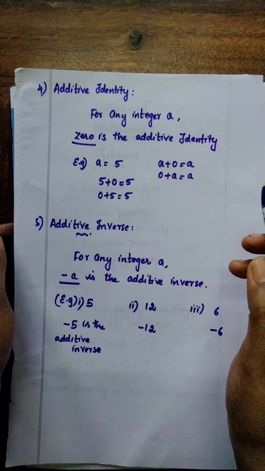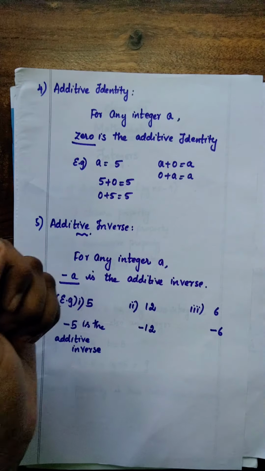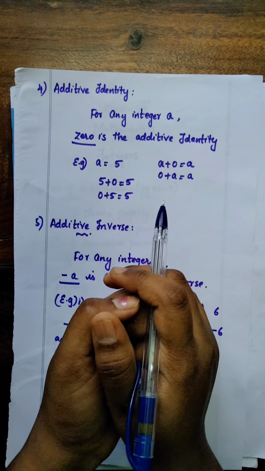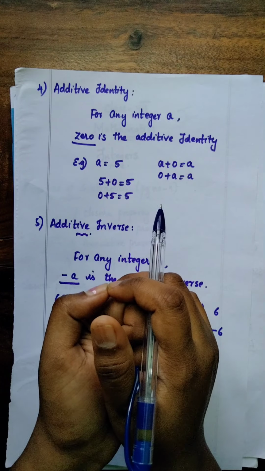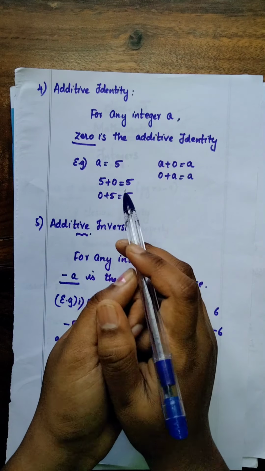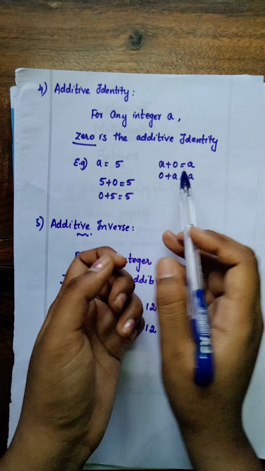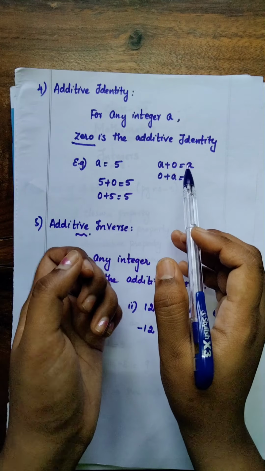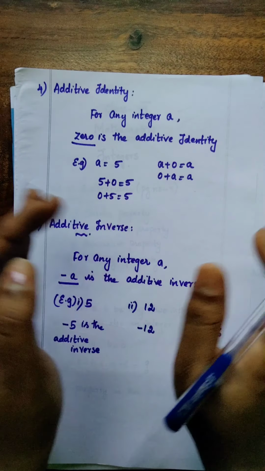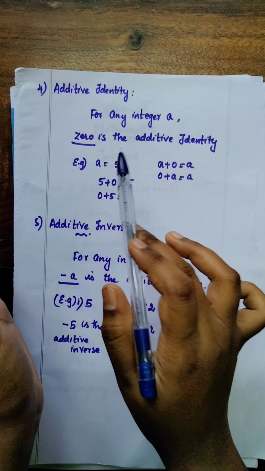Our next property is the additive identity. For any integer a, 0 is the additive identity. When you add 0 to any number, what is the answer? We will get the same number, right? a + 0 is a, and 0 + a is also a. So when you add 0 to any number, you get the same number. So 0 is the additive identity.